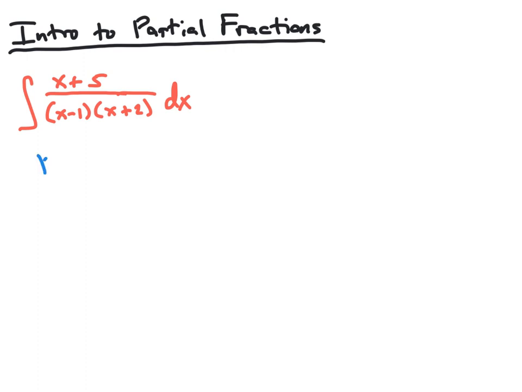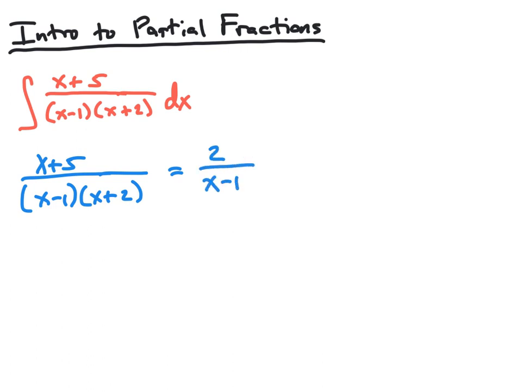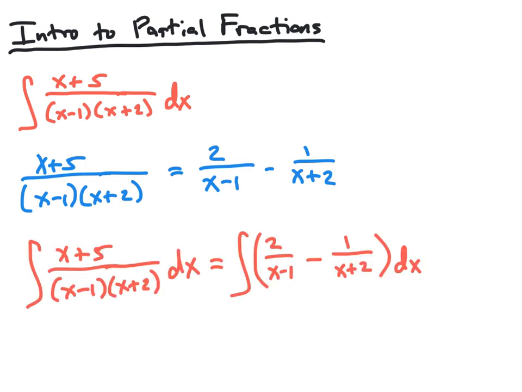However, if we observe that this rational function can be rewritten as the sum of two simpler rational functions, in particular in this case, we could rewrite this as 2 over (x - 1) minus 1 over (x + 2). We could check this by simply subtracting on the right-hand side and see that we will obtain the original rational function.